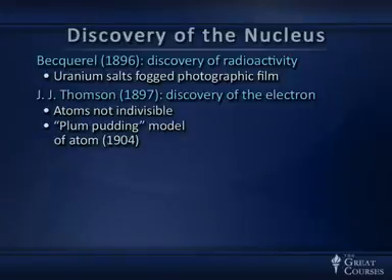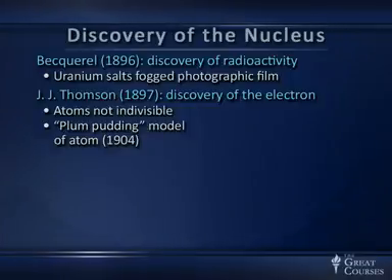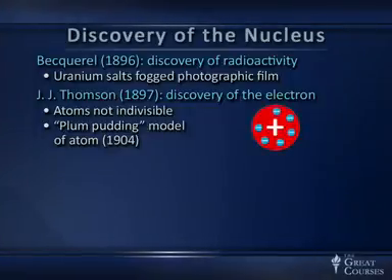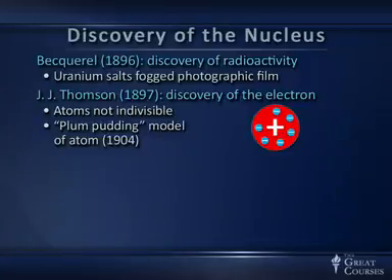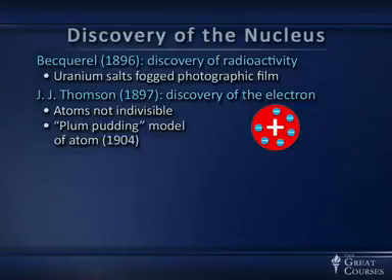J.J. Thomson in 1897 discovers the electron, recognizing that atoms are not indivisible, and out of Thomson's discovery comes what's called the plum pudding model of the atom, in which the atom consists of a sort of pudding of positive charge with individual electrons within it.